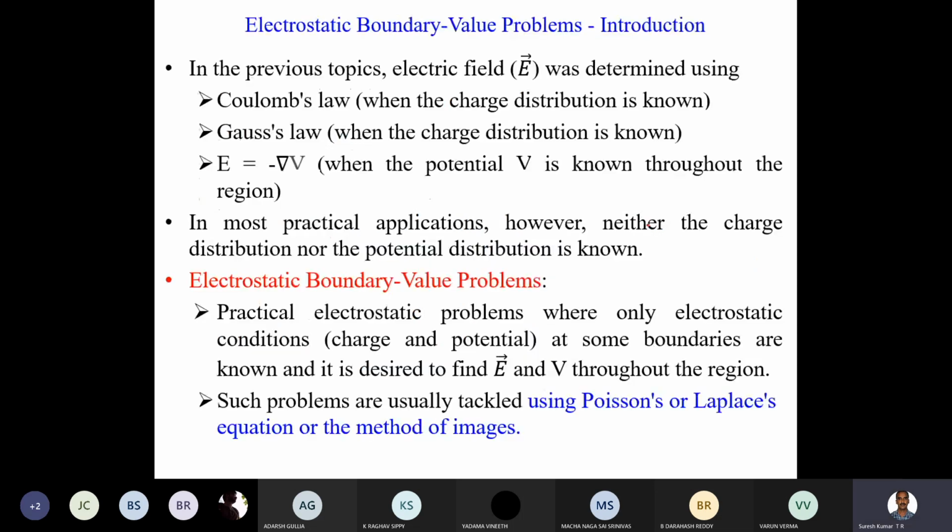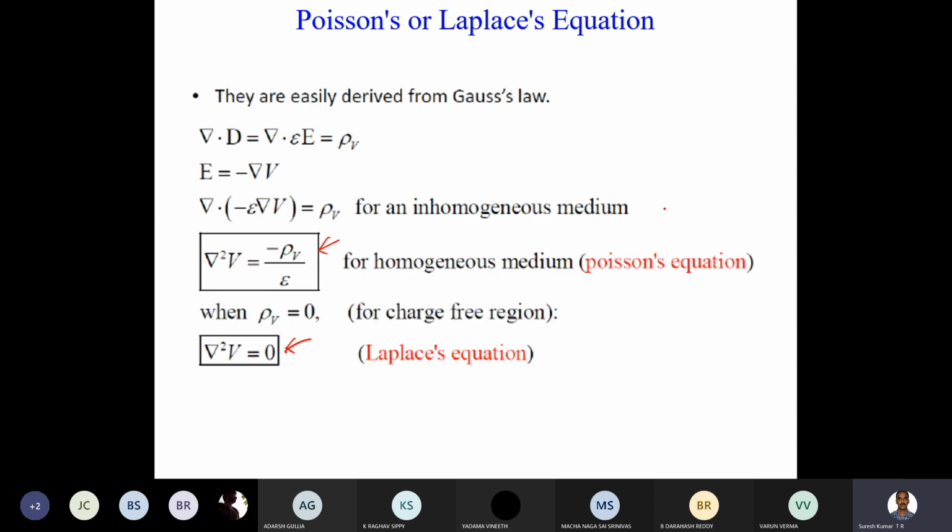Don't get confused between boundary values and boundary conditions like the tangential component of electric field and normal component of electric field. Interchangeably we can use them, it's okay. It's like the conditions or the details available at the boundary. We used to use the word boundary values in mathematics, right?